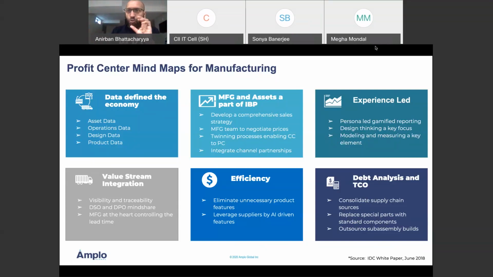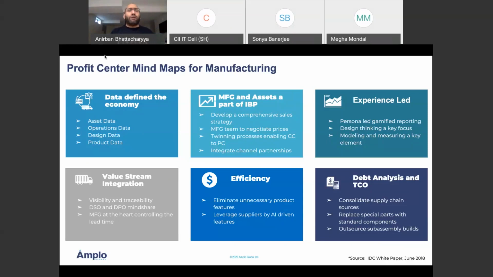Once you gather more and more experience on how you're doing as an organization, you have a better understanding of whether we can have a global OEE, overall equipment efficiency. Is it at all possible? Should we have a standardized denominator and numerator for OEE, which sometimes we have seen is not possible because the plant features are different? How do I make sure that I develop a comprehensive sales strategy as a part of the IBP, integrated business planning? And all of it leads to the experience flow.